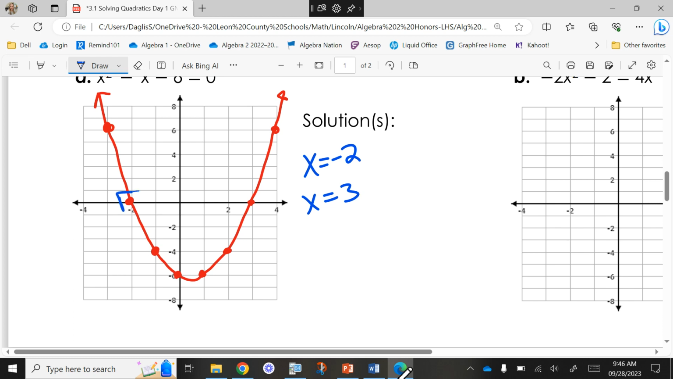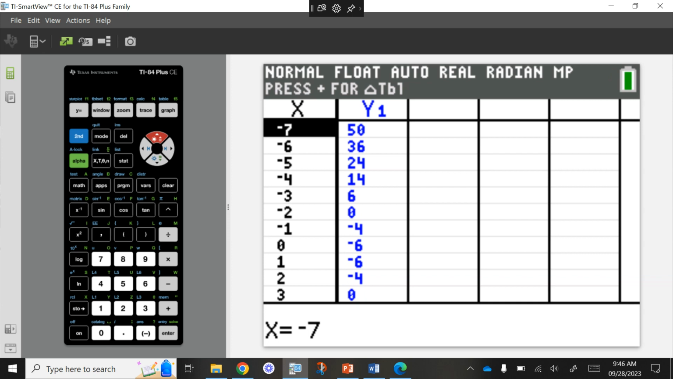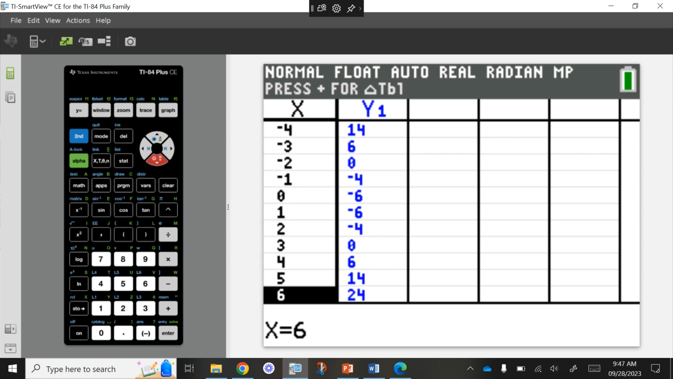No, I pushed the up arrow so I could see it. I pushed up or down until I saw the -6s together. That showed symmetry. And then I see the -4s, the 0s, and the 6. So I was looking for the symmetry, because that's the middle of my parabola. Beautiful. All right, part B.